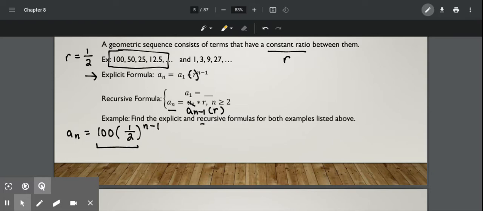And then your recursive formula, we would say that the first term is 100. And if you wanted the next term, you would take the previous term, so that's a sub n minus 1. Make sure that n minus 1 is down in the subscript. Times the ratio, which in this case is 1/2. We would say that works for terms greater than or equal to 2. So n is greater than or equal to 2.